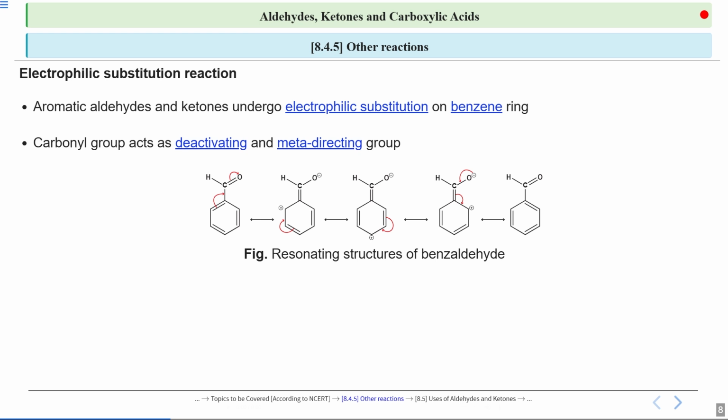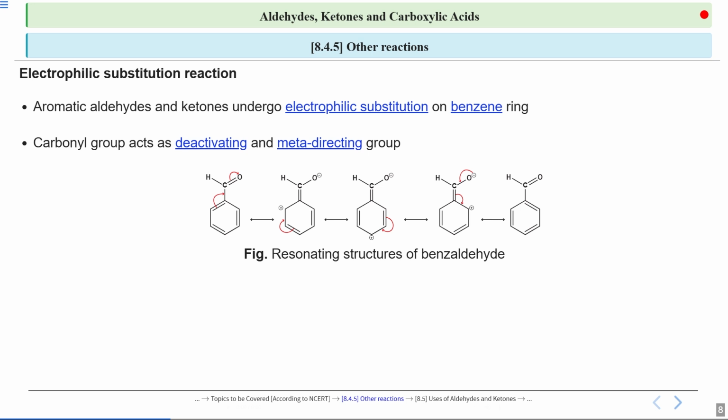Now, if you look at these resonating structures, you will see that this carbonyl group withdraws the electron density from the ring. And this withdrawal of electron density from the ring is more pronounced at the ortho and para positions. If you look at these resonating structures, you will see the plus charge on the ortho and para positions. So this makes it less reactive towards electrophiles.